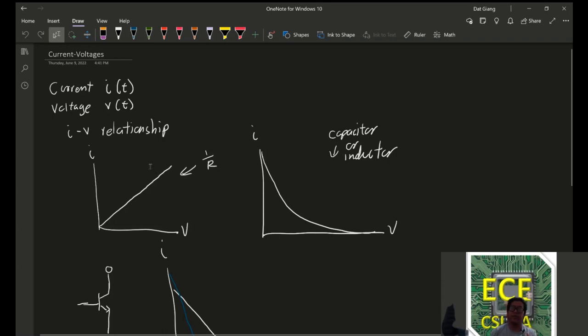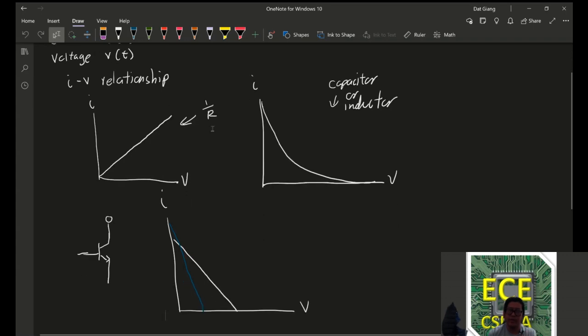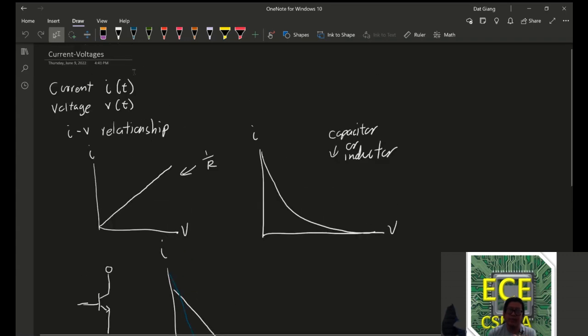Actually, I would go so far as to say that they would be the first thing we'd want to find when it comes to circuit analysis. In the next couple of videos, I'm going to introduce some more convention and some more general information, but that's just what I have to say about current voltage relationships.